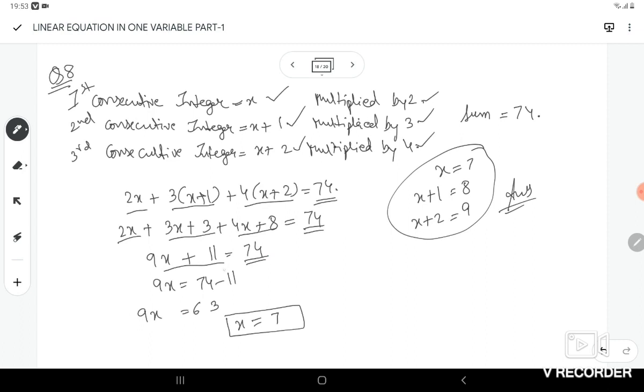Now on transposing 11 to the right hand side, we get 9x equal to 63. On dividing 63 by 9, we get x equal to 7. So the first consecutive integer would be equal to the value of x, that is 7. Another would be equal to x plus 1, that is 7 plus 1, 8. And another is equal to x plus 2, that is 7 plus 2 equal to 9.